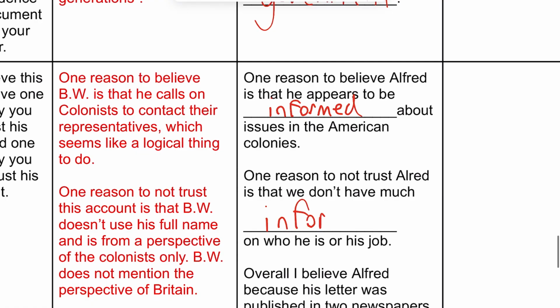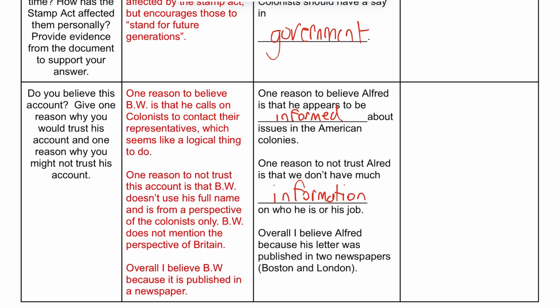So we don't really know who Alfred is at the end of the day. And so that's a reason to maybe say, yeah, it's in the newspaper, so I probably can still trust it. Because overall, I believe Alfred's letter was published in 2 newspapers, similar to document B. It's in a newspaper, so for that alone, we might be able to trust it.